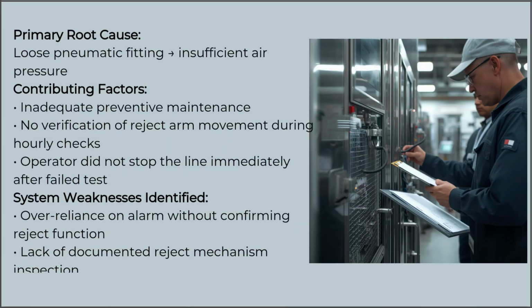Let us look at the root cause analysis for the metal detector failure. Although the detector alarmed correctly, the reject arm did not activate. The investigation found a loose pneumatic connection that prevented the arm from moving with enough force to remove the test piece. Contributing factors included weak preventive maintenance, incomplete verification checks, and a delay in stopping the line after the failed test. This incident shows why root cause analysis must look deeper than the initial symptom, and why strong maintenance programs and operator training are essential for HACCP reliability.